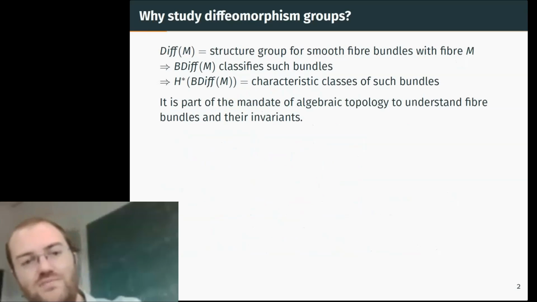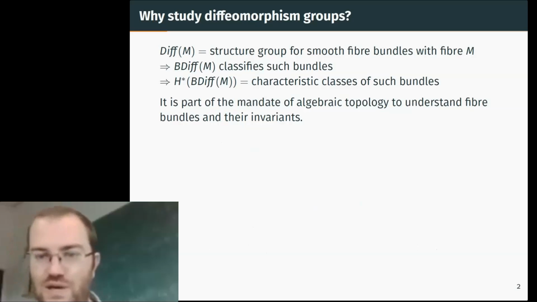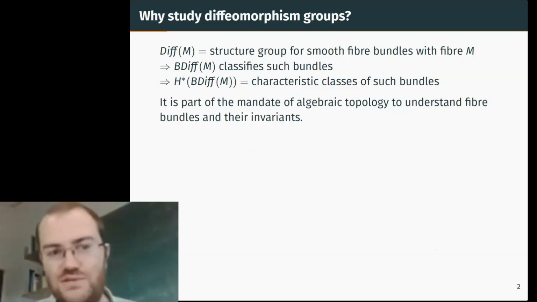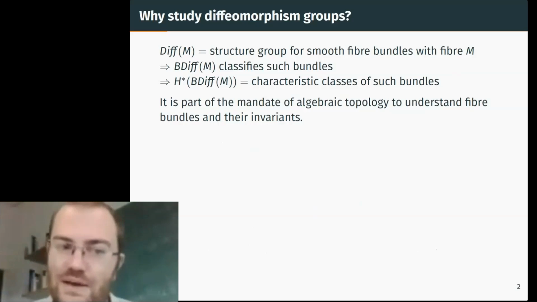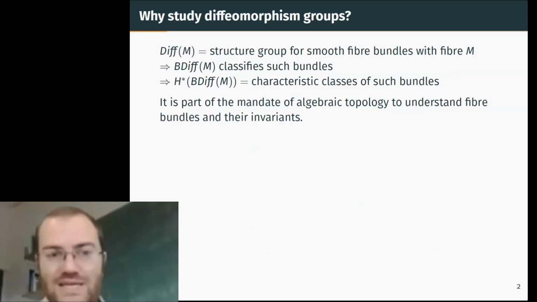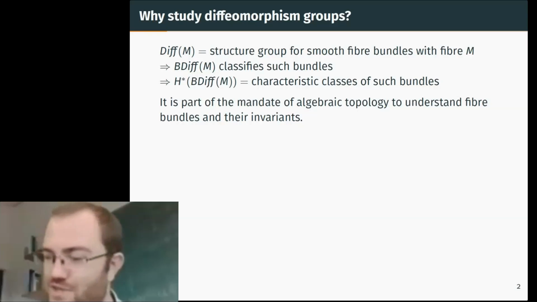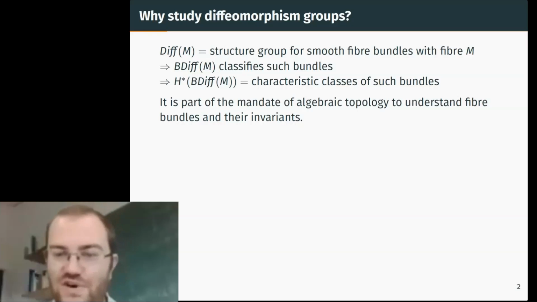More generally, the diffeomorphism group of any manifold is the structure group for smooth fiber bundles whose fiber is that manifold. Or in other words, the classifying space of the diffeomorphism group classifies smooth fiber bundles. And that means that by universality, the cohomology of the classifying space of that group consists exactly of characteristic classes of smooth fiber bundles whose fiber is M. And I think it's basically part of the business of algebraic topology to calculate as much as possible about all kinds of classifying spaces. That's part of the service that we owe to the rest of mathematics, to provide invariants for things.